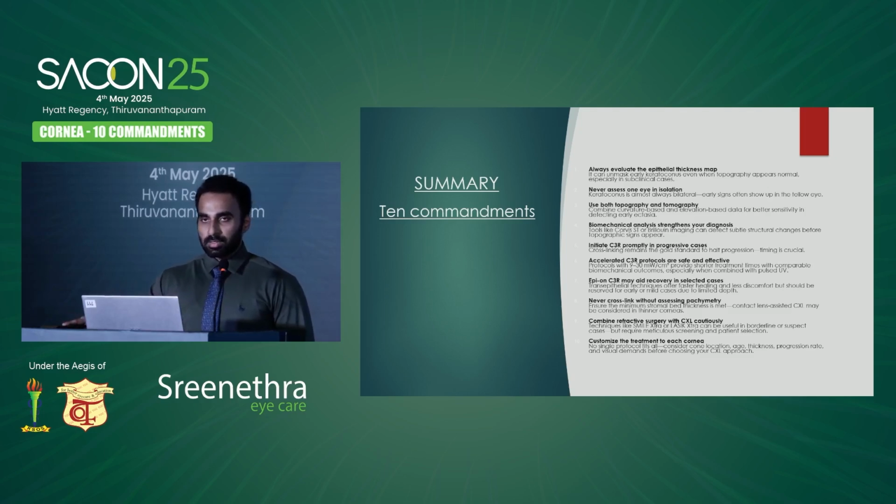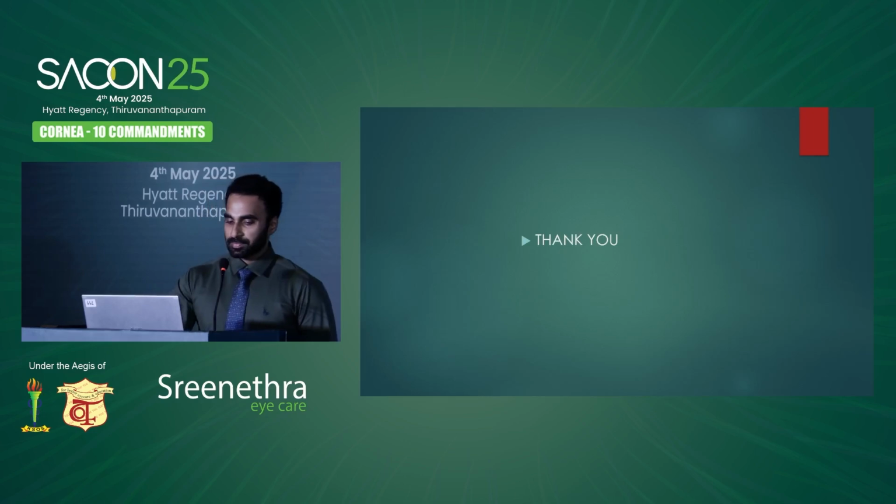You can always cross-link, but look at pachymetry first. If the pachymetry is very low, do consider epi-on C3R or use a hyperosmolar riboflavin. Combine refractive surgery with C3R in doubtful cases. If you have any doubt, do combine your refractive procedures along with the C3R for an added safety margin, and customize the treatment to every cornea. You don't have to stick to only epi-off or only epi-on. Look at the parameters and choose the best technique of C3R for your patients that you think is going to work in your hands. Thank you for your attention.